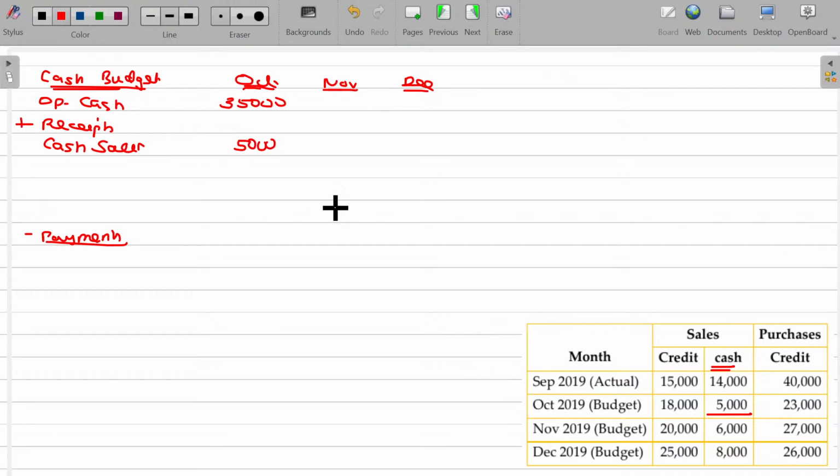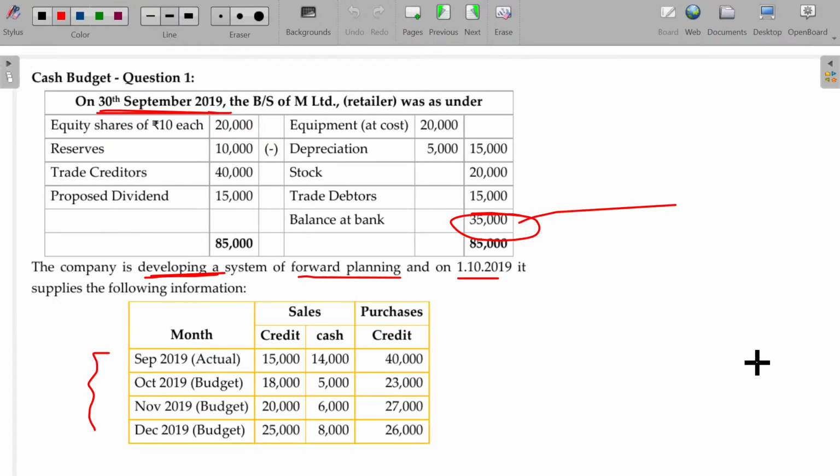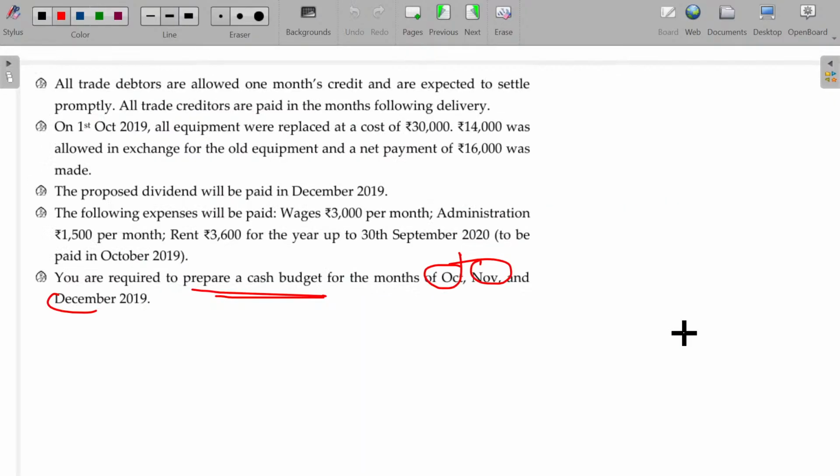5,000. What about the receipts in November? 6,000. What about the receipts in December? 8,000. But in case of credit sales, it's not guaranteed that we will get the money immediately. Similarly, purchases are also on credit, so we will not pay immediately. Unless we get the ACP, average collection period, as well as the average payment period, we are not aware of the real receipts and payments. Wait for that information.